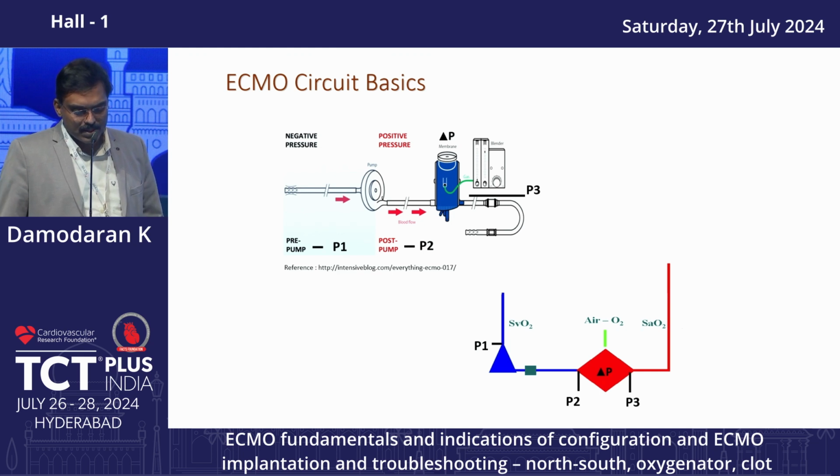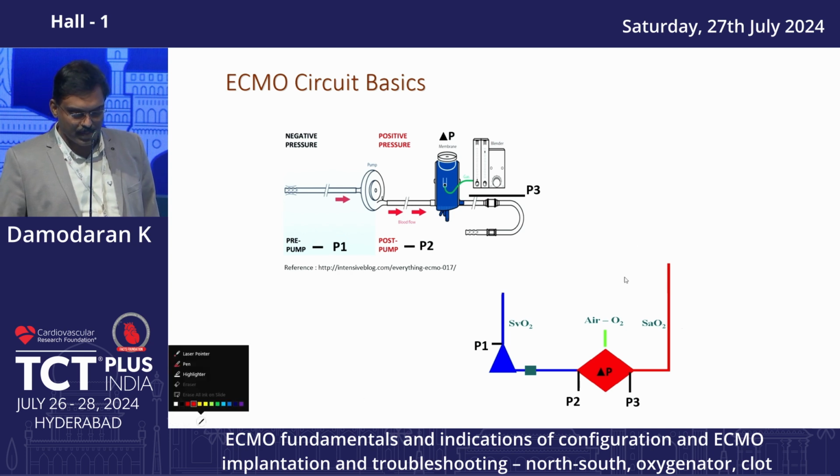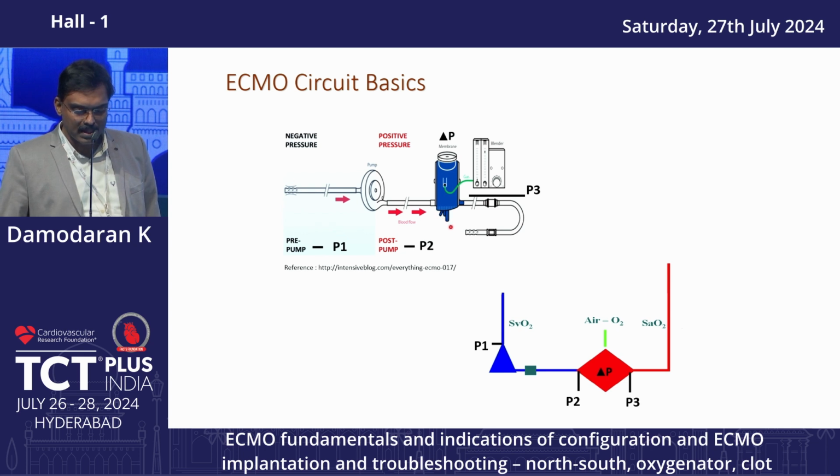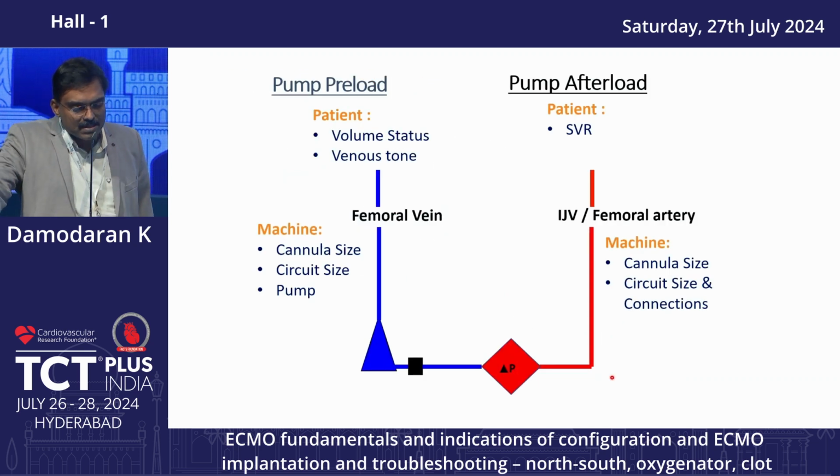Then between P1 and P2, that is between the pump and the oxygenator, this is the segment which tells you that if the oxygenator is failing, there is an increase in pressure in this area. And post oxygenator, that is after the oxygenator, is the P3 segment. So P1, P2 and P3 are the three important things one must be aware of. The delta P is the pressure gradient between P2 and P3. If there is an increase in delta P, then obviously the oxygenator is failing because of clot or air embolism, etc.